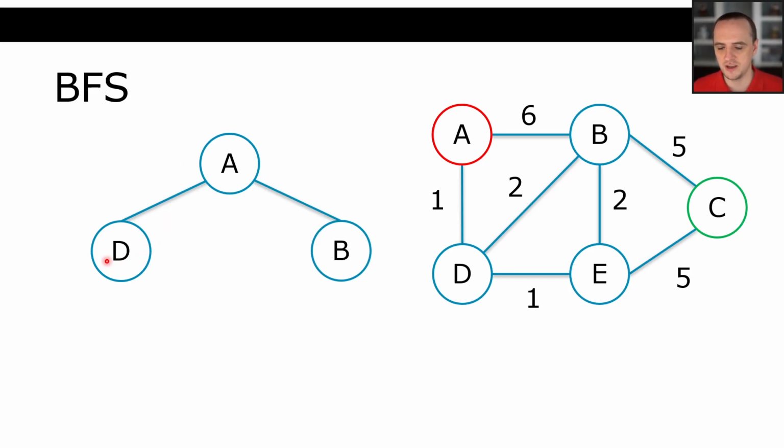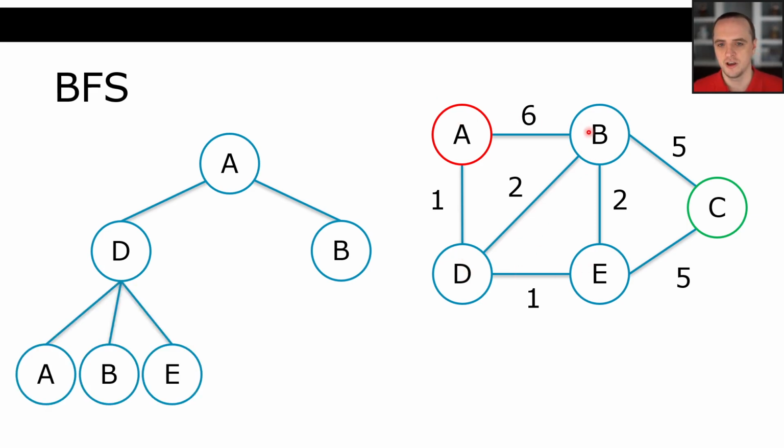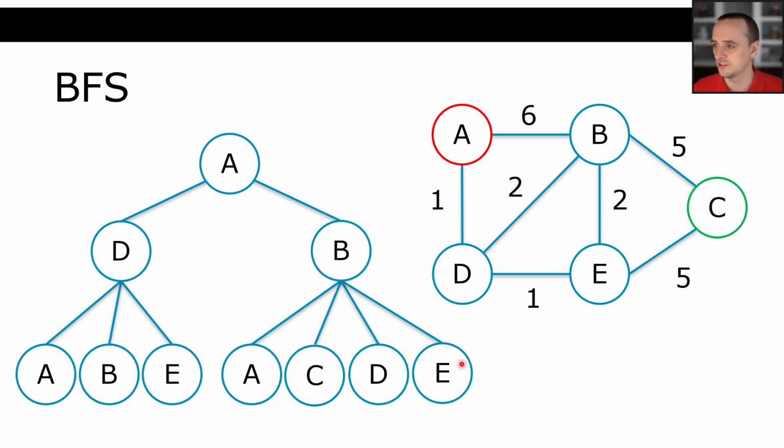So then from D, we're going to check all the children of D, right? So that would be A, B, and E. So we check all of those children. And then from B, we would check C, E, and A, and D. And so this is a breadth-first search algorithm, right? The reason it's called breadth-first search is because we go one action at a time, and we search all of the neighbors of a child before we go down deeper into a tree. Okay, so that's all just a little bit of a recap of BFS.